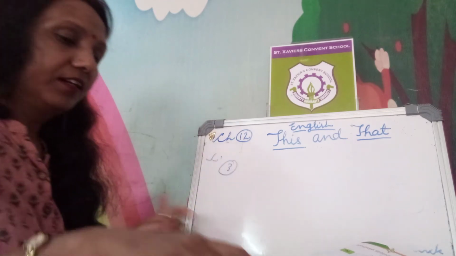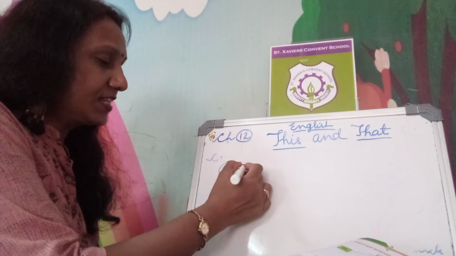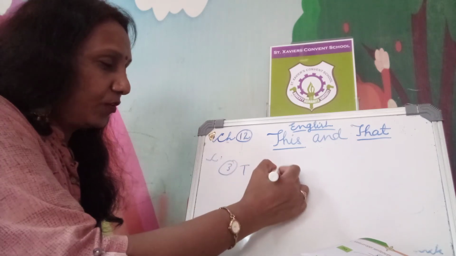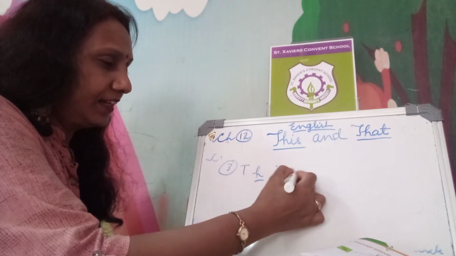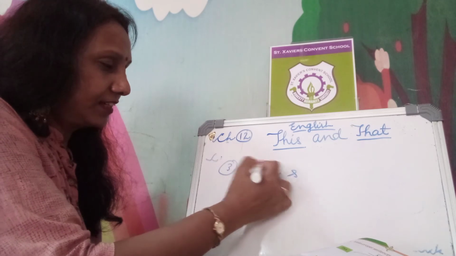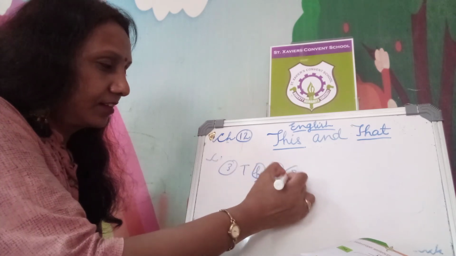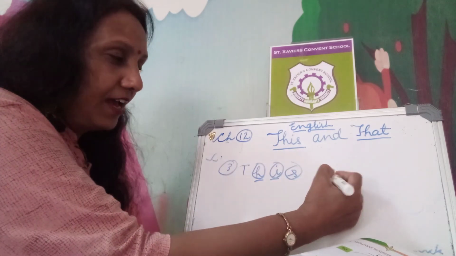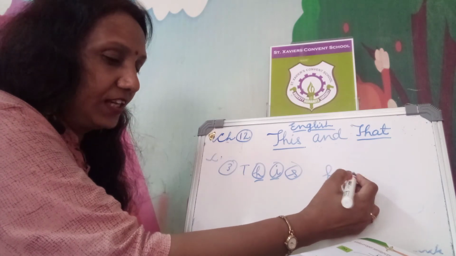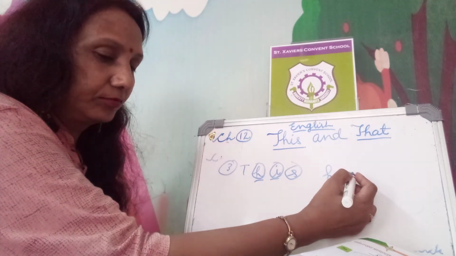Point 3, what? This is a hat. You do it yourself, alright? You have to make a circle, like this, a circle. This is a hat. H-A-T. Hat.